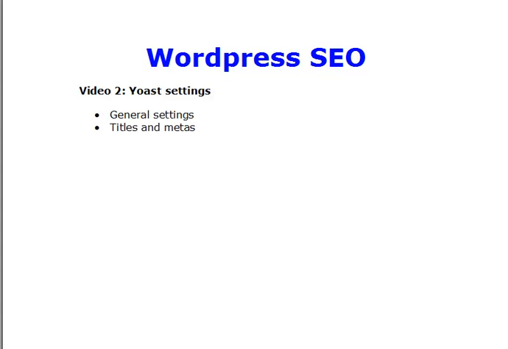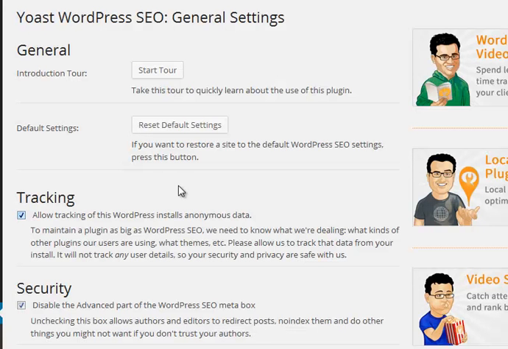For this video I'm going to assume that you've already installed WordPress SEO from Yoast. If you haven't, you can do it from your plugins place in the WordPress dashboard, and you need to do it to make sense of this. We're going to cover the general settings and the titles and metas, and then we'll move on in other videos to other bits.